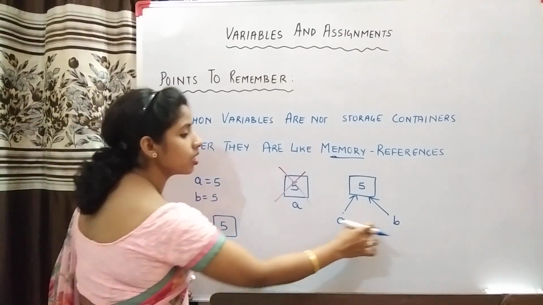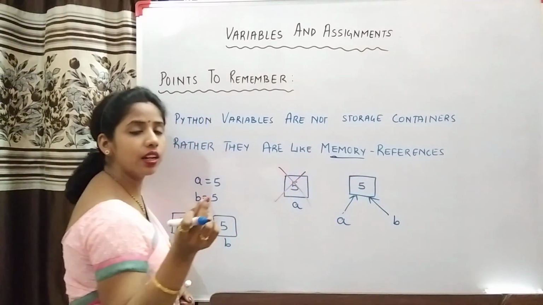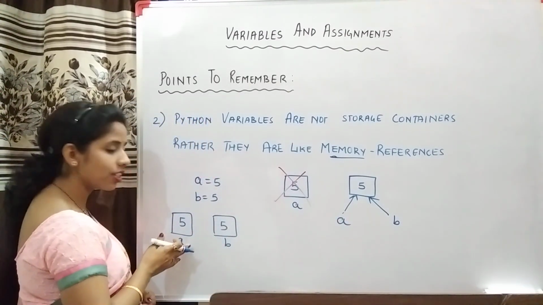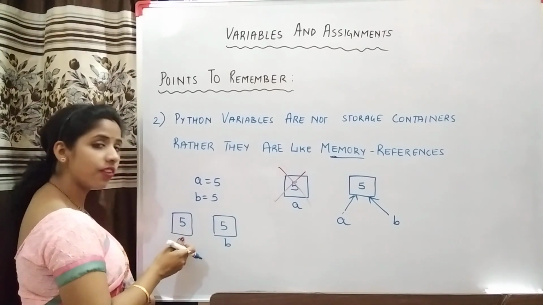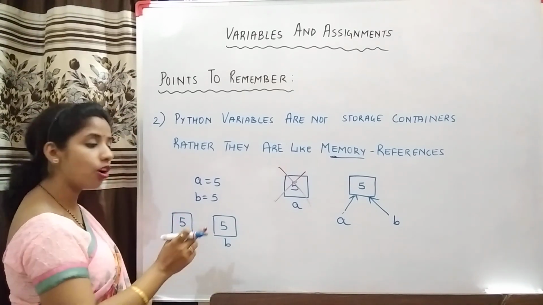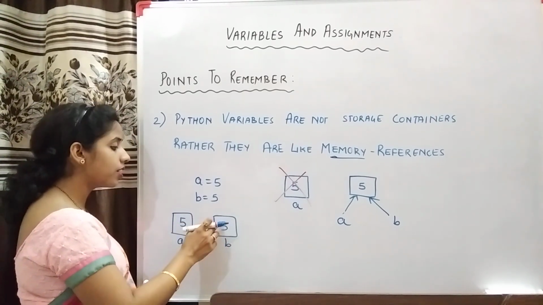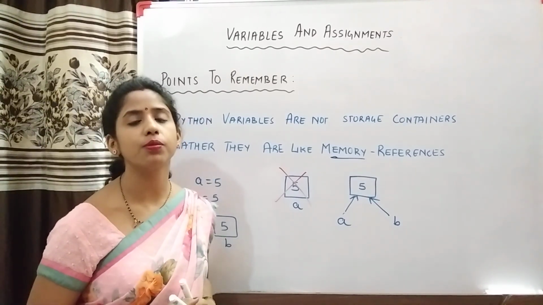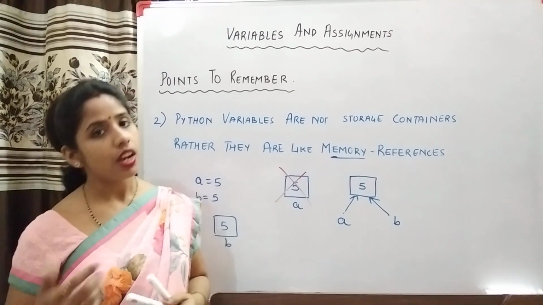Python variables require only one memory block to assign values to two variables. But in the other languages, you have the same value, yet a has one copy of 5 and b has another copy of 5. So this was the difference. This is another difference between Python variables and variables of other languages.